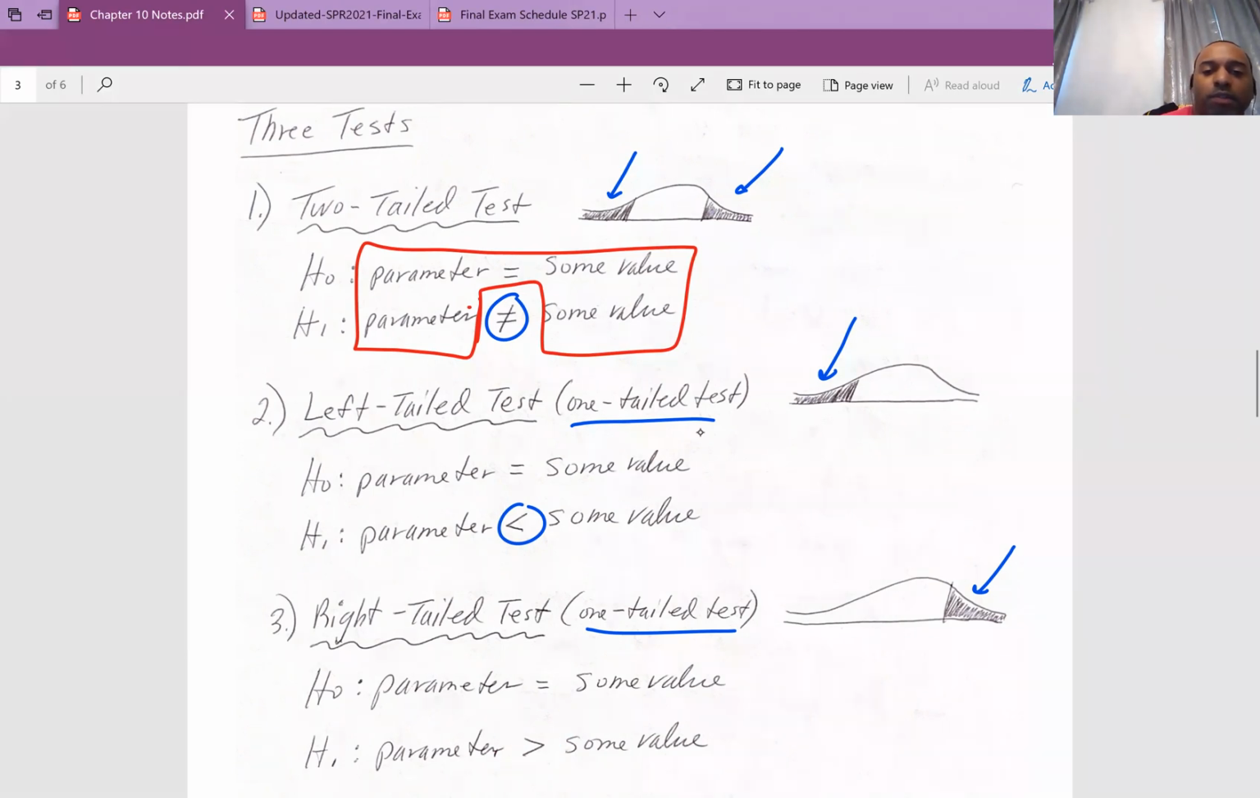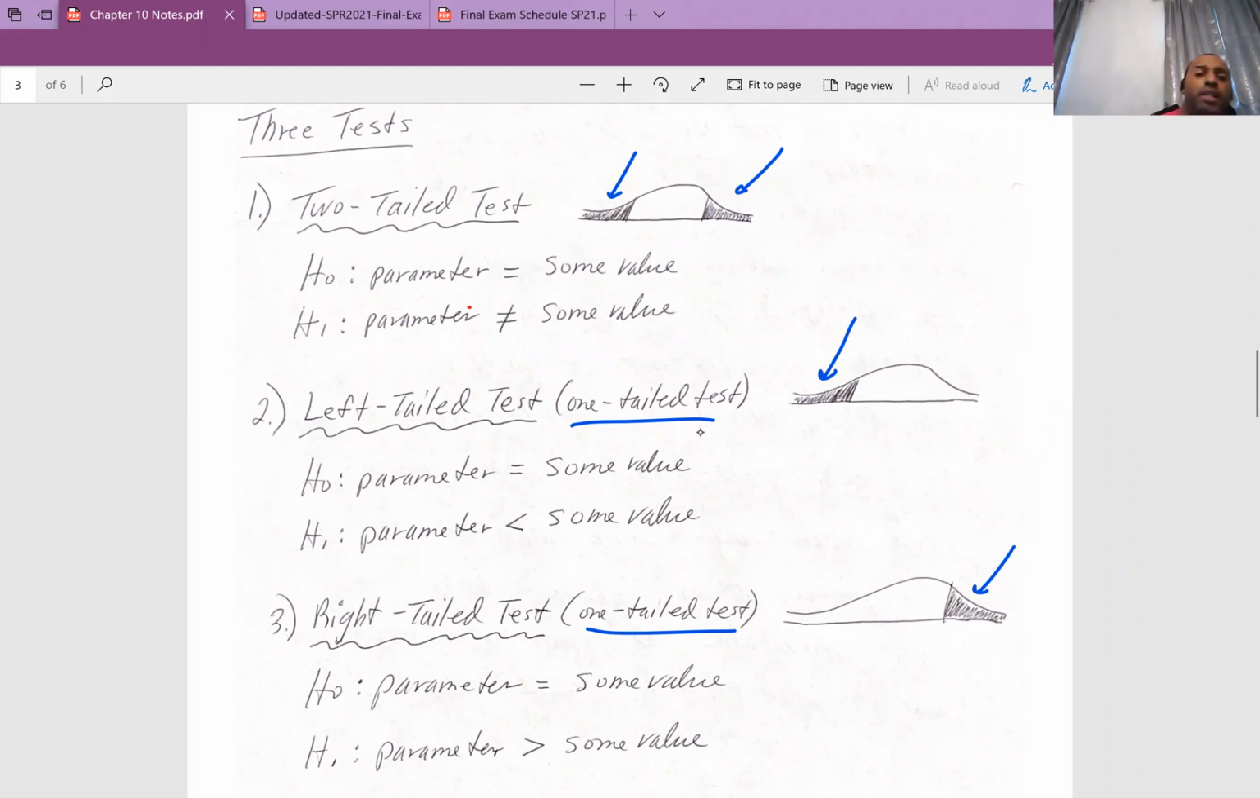So let me erase this stuff so y'all can copy it, no problems. So you'll have a parameter, that's going to be the same. You have a value, that's going to be the same. And then, like I said, you have that symbol right here that will change according to what you're dealing with or what your key phrase is. Also, left-tailed and right-tailed tests are considered one-tailed tests.